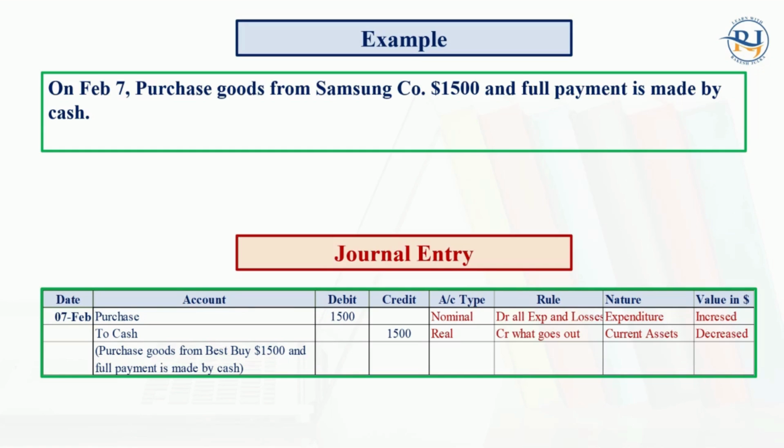Purchase is expenditure that will come on the debit side, 1500, and cash has gone down from our company, meaning reduced. Once the cash is decreased, meaning assets are decreasing, we will credit it. That's why we have done it. Cash falls under the real account as per the golden rule of accounting: debit what comes in and credit what goes out. In this case, the money is going out from the company, so we have put it on the credit side. Credit what goes out. This is the rule.